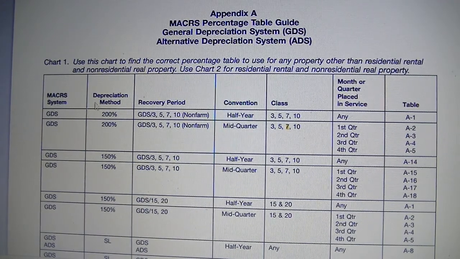So Appendix A, depreciation system, GDS. Depreciation method, you are using 200 DB. Recovery period, GDS 5. Convention is half year. The property class is 5 for the car. Month, quarter, place in service. Any table to use is Table A-1.